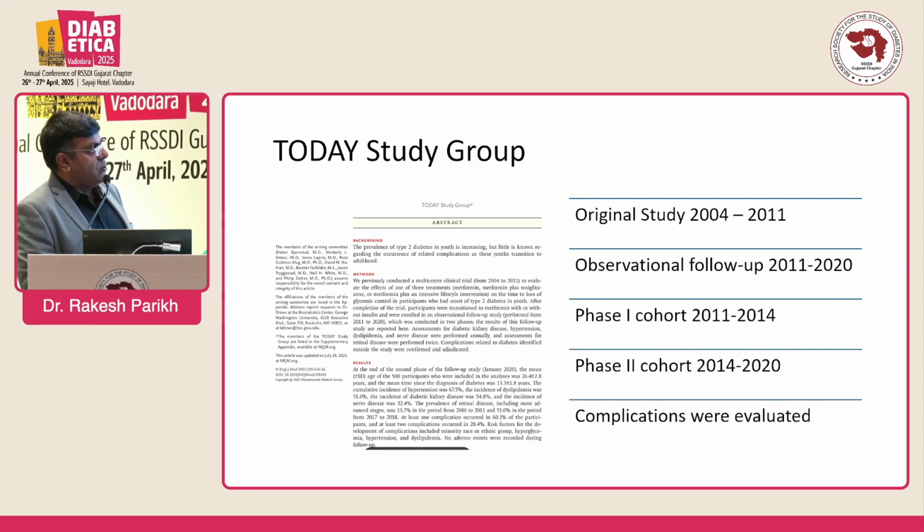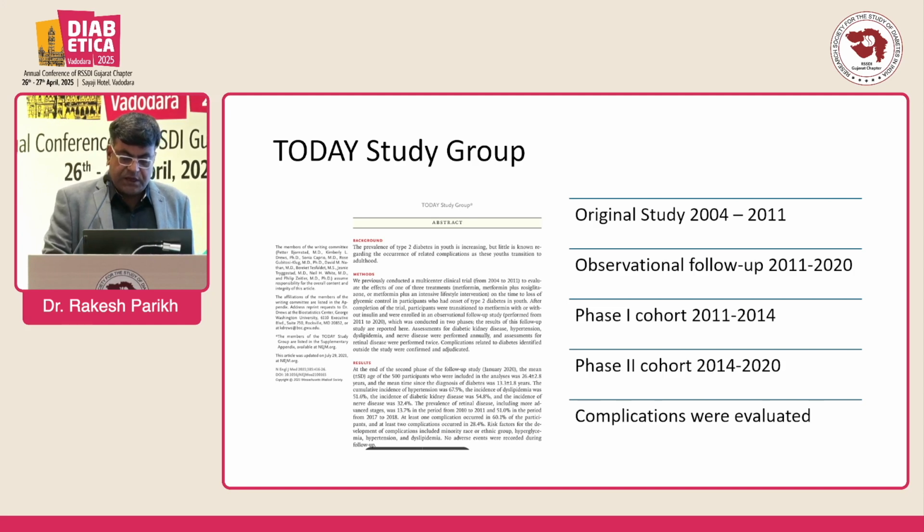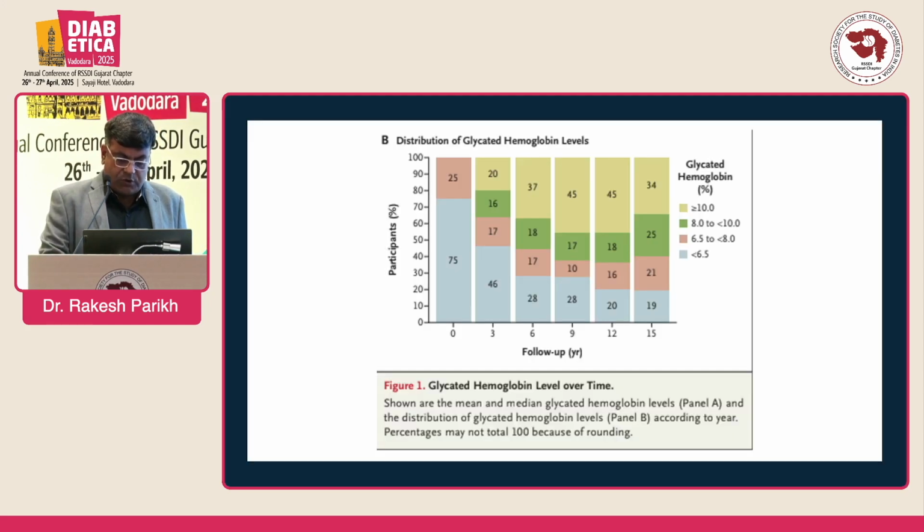There was observational follow-up from 11 to 20. It was in 2 phases, phase 1 and phase 2. And they looked at the complications of type 2 diabetes in young diabetics specifically. They published several papers. I'll just talk about one of those.